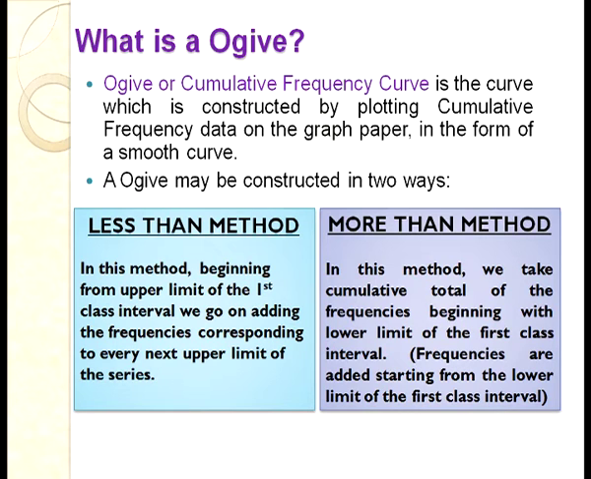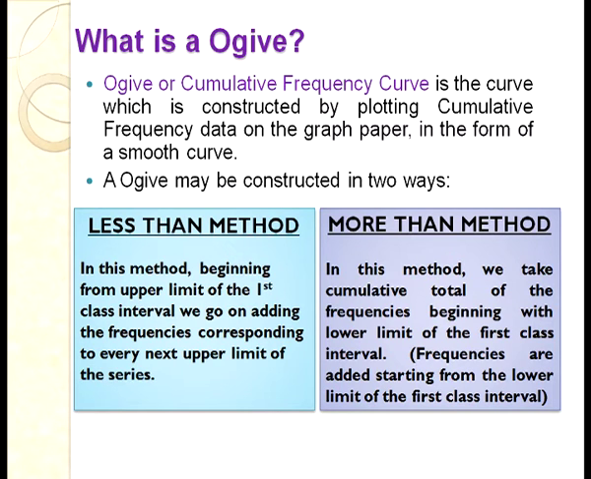An ogive can be constructed in two ways: one is the less than method, the other is the more than method. We have learned in the previous chapter how to construct cumulative frequency data. In the less than method, beginning from the upper limit of the class interval, we go on adding the frequencies corresponding to every next upper limit of the series. For less than, we use upper limits, and cumulatively add all the frequencies. In this way, we can construct less than cumulative frequency data.